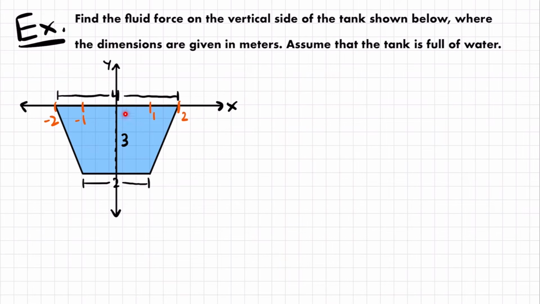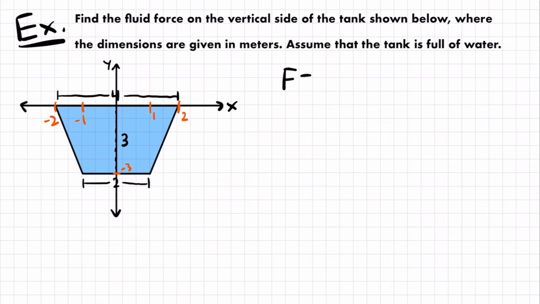And then since the height of our tank is 3 meters, that means that this y value right here will be y equals negative 3, because we're below the x-axis. So this y value right here will be y equals negative 3. Okay, so keeping all those values in mind, let's start setting up our definite integral to calculate the fluid force on this side of our tank.